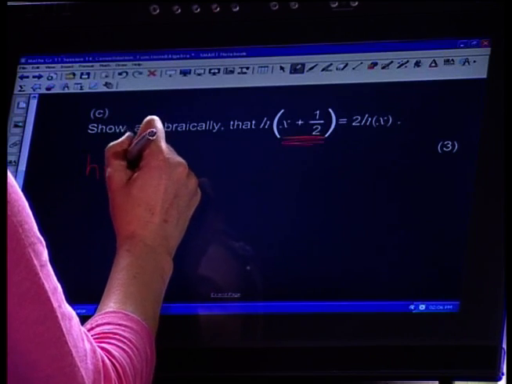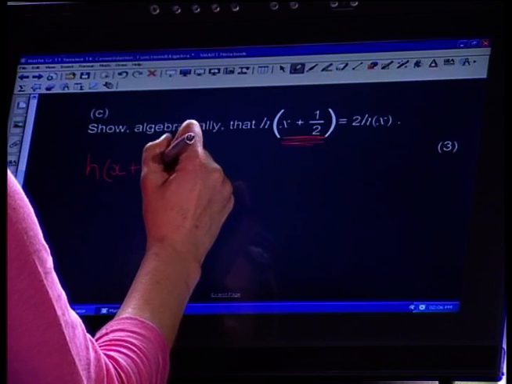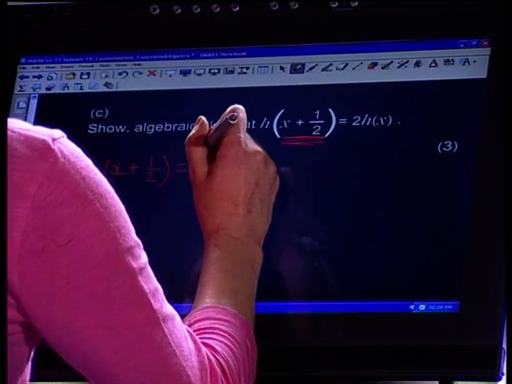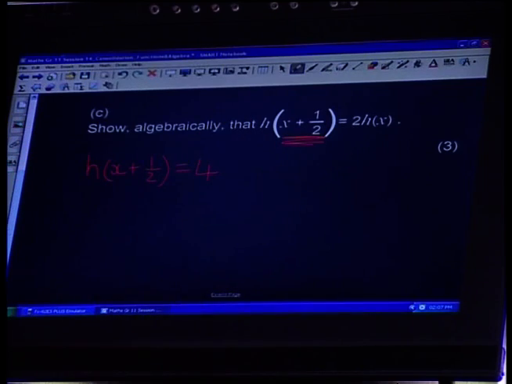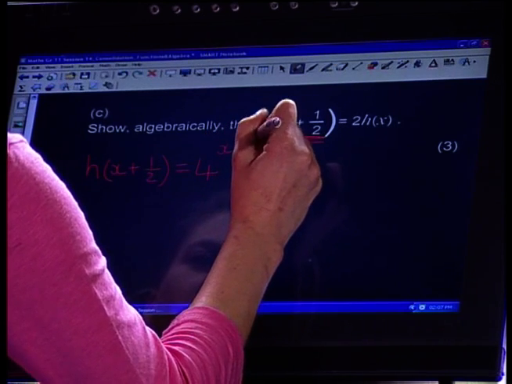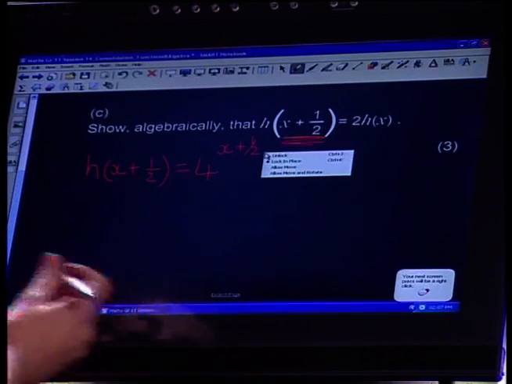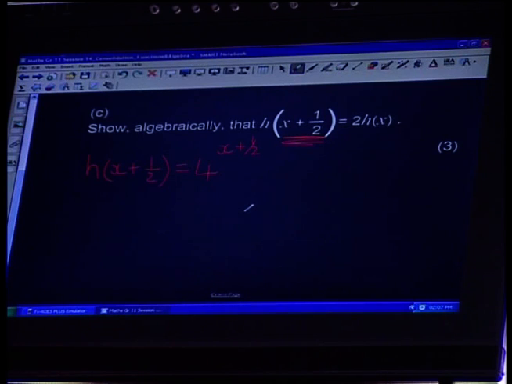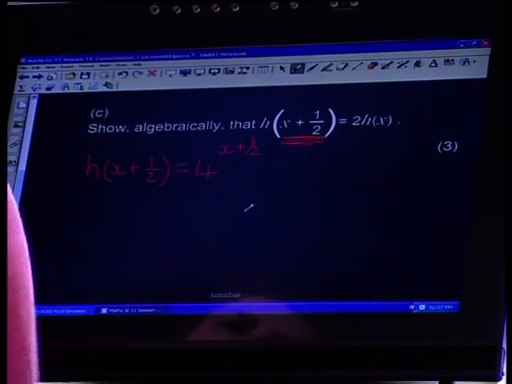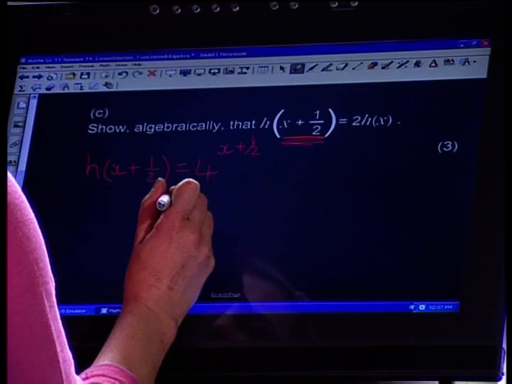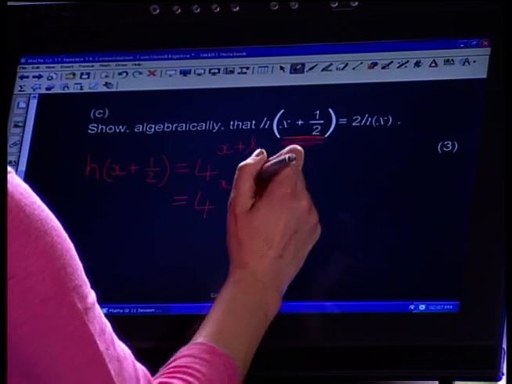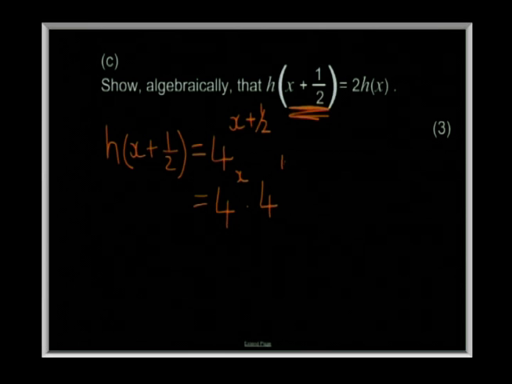So h of x plus a half. Now remember, our exponential graph was 4 to the power x, but now all of the x's are replaced with x plus a half, so I'm going to do that, x plus a half. Right. What I now need to do with this x plus a half is I need to play around with it and show that it represents twice my other curve. So let me see, what can I do next? Well, I could do this. I could say 4 to the x times 4 to the power a half.